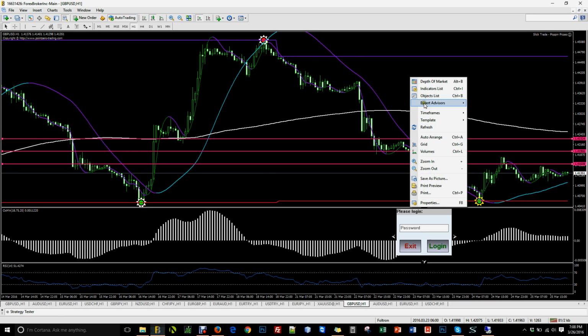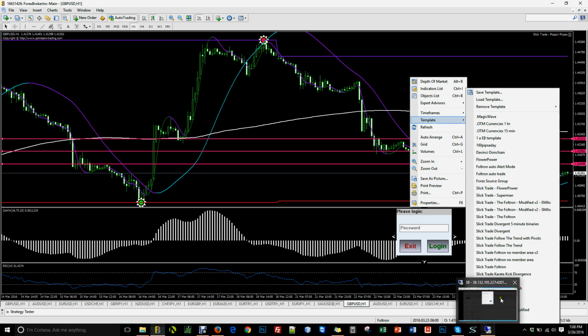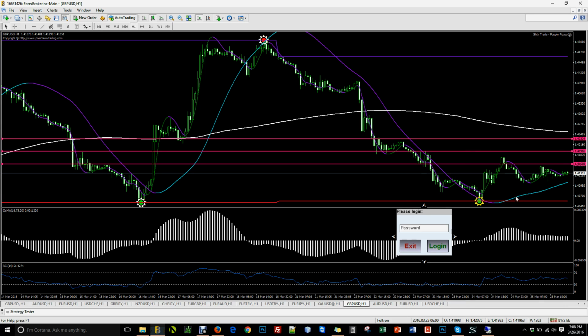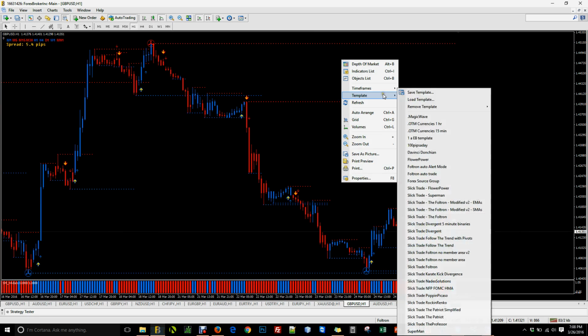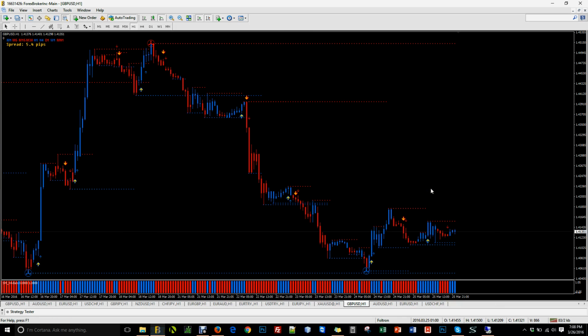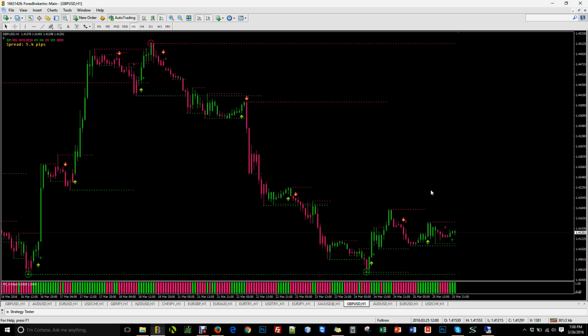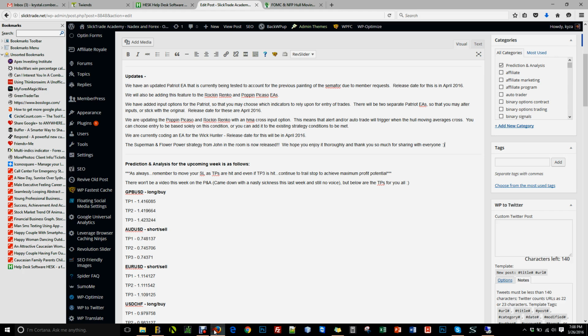If I right click and I go to templates, and then right here you'll see Flower Power and Superman. The only difference is colors. There's nothing else different about these strategies. Okay, this is the Superman. If I right click and go to template and to Flower Power, this is the Flower Power. So it's just based on what you want to look at, really. Awesome strategy though. Let us know what you think. Let us know if you find something that works better for it. Okay? We're always looking to improve everything in the room.